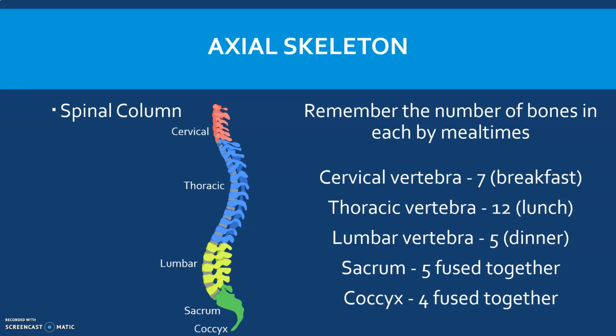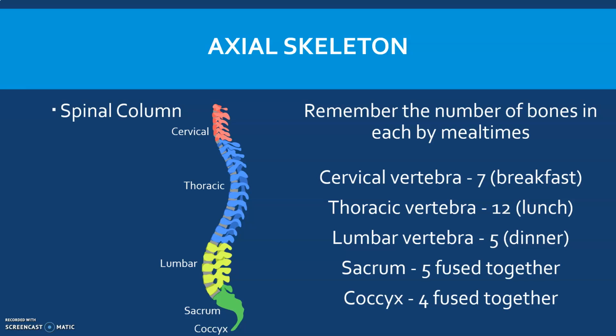The final part of the axial skeleton is the spinal column. The spinal column forms the neck and back. The vertebrae of the spinal column protect the spinal cord, which is a bundle of nerves that relay messages between the brain and the body. The regions of the spine are the cervical spine, which has 7 vertebrae, the thoracic spine, which has 12 vertebrae, the lumbar spine, which has 5 vertebrae, the sacrum, which consists of 5 fused vertebrae, and the coccyx, or the tailbone, which consists of 4 fused vertebrae.